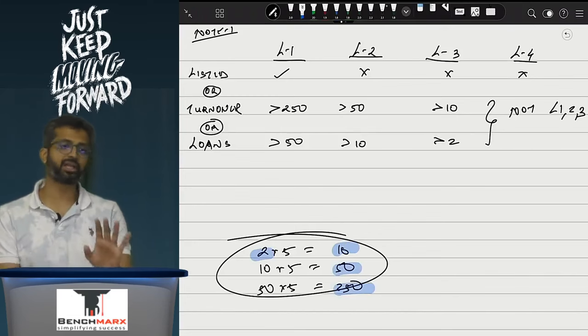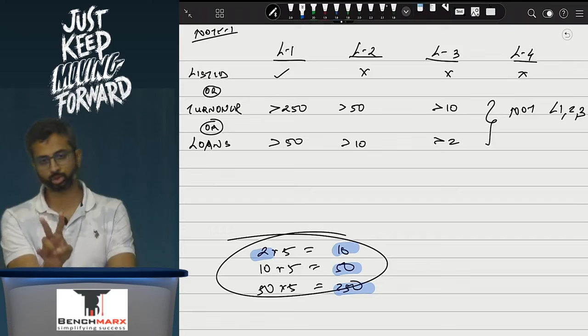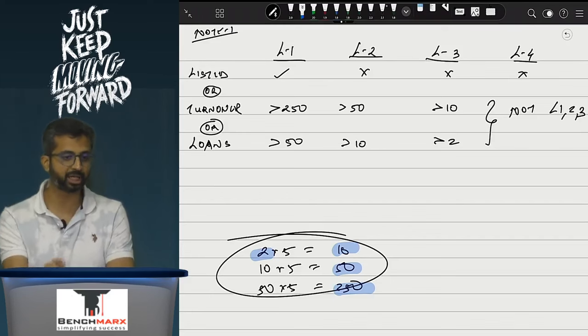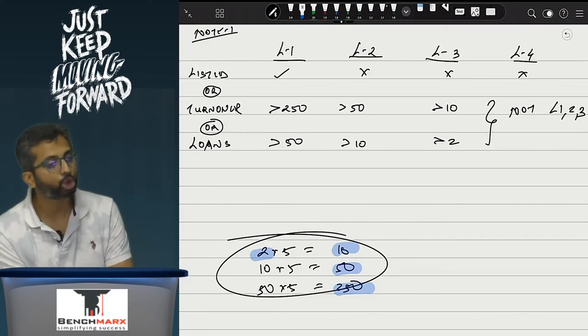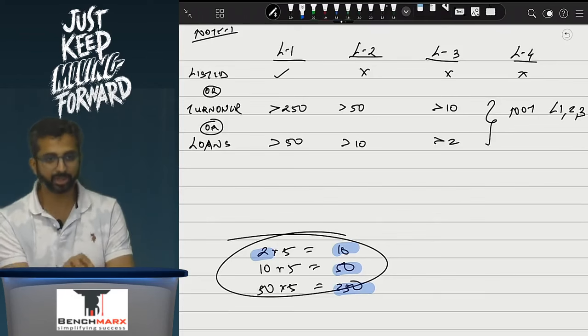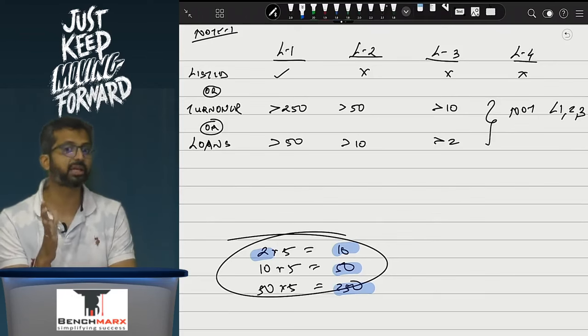Yes, so what do you have to remember? You have to remember 2 crores. The moment you remember 2 crores, keep multiplying everything by 5, by 5, by 5. 2 into 5, 10. 10 into 5, 50. 50 into 5, 250. So when you remember the limits, as of now you are nodding happily, but in the exam you don't remember all this.